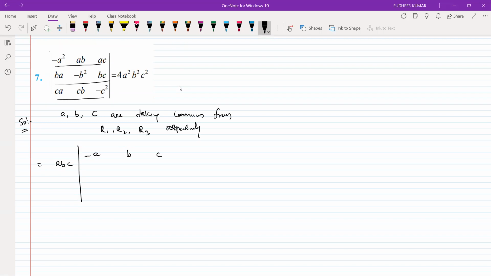If it is complete, we'll continue this question in the next class. And the next one is, b is taken common, right? So here a, next a minus, minus b.